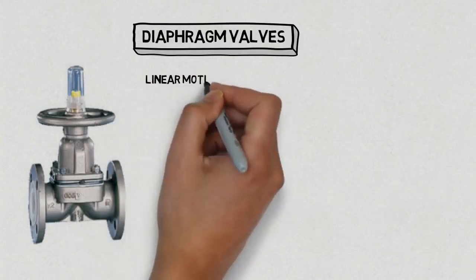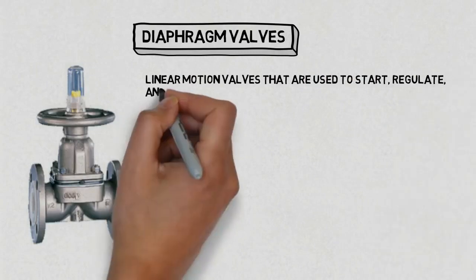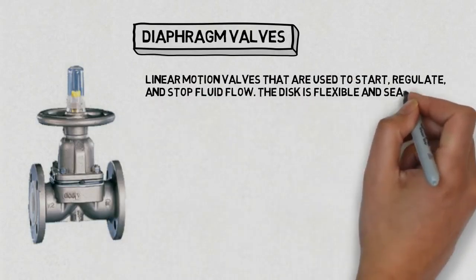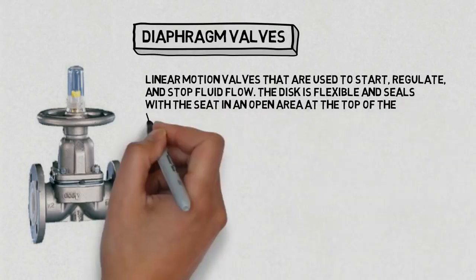Diaphragm valves. Linear motion valves that are used to start, regulate, and stop fluid flow. The disc is flexible and seals with the seat in an open area at the top of the valve body.